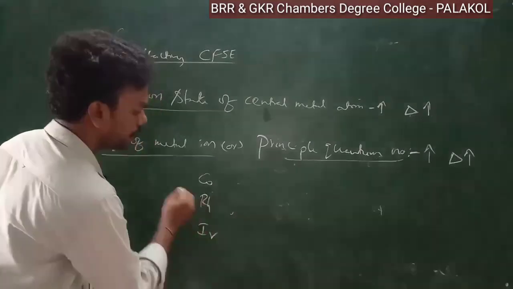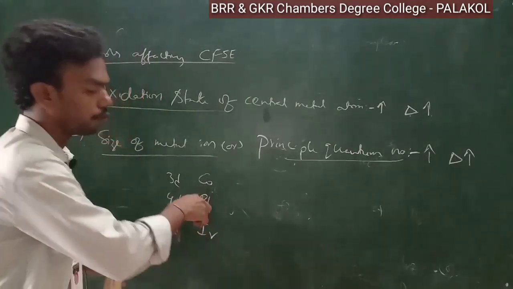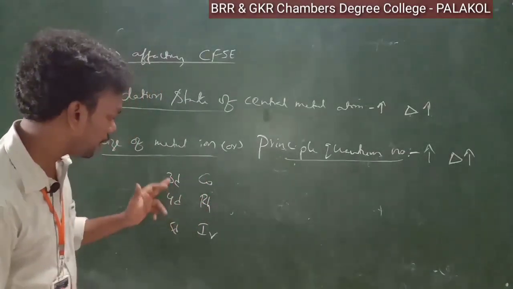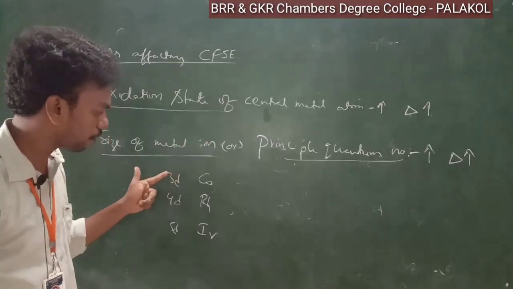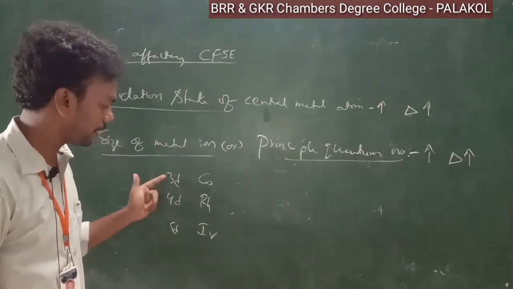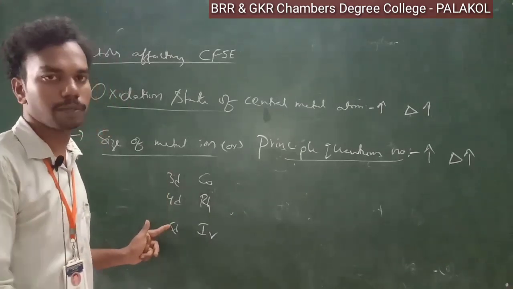rhodium and iridium. Cobalt belongs to 3d, rhodium belongs to 4d, iridium belongs to 5d. Cobalt and rhodium are in the same group. So 3d, 4d, 5d: this is the principal quantum number, which represents the shell number, that is, third shell, fourth shell, fifth shell. As the principal quantum number increases, crystal field stabilization energy increases.